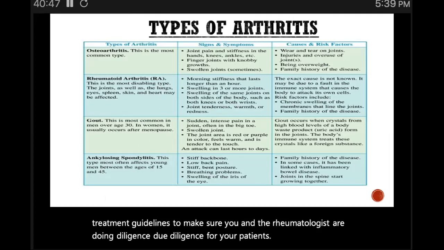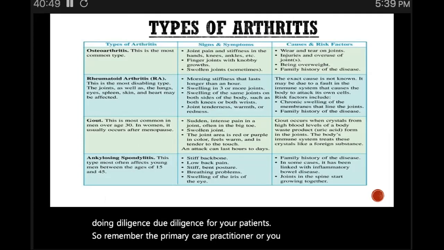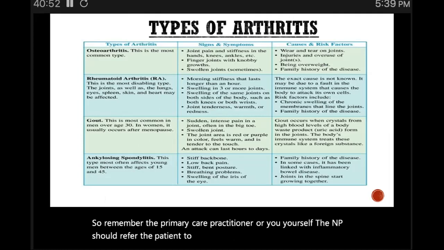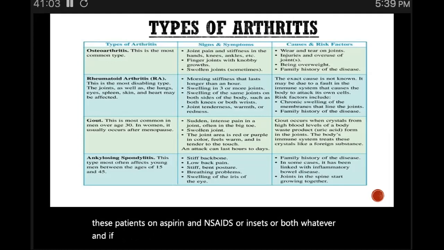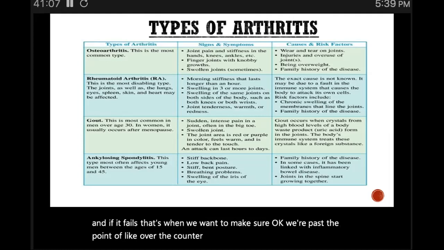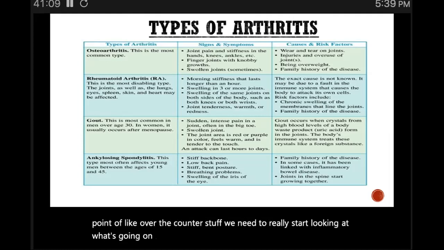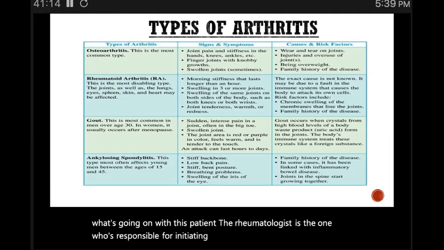So remember, the primary care practitioner, or you yourself, the NP, should refer the patient to a rheumatologist if initial management, including aspirin or NSAID therapy, fails. So we're going to start these patients on aspirin and NSAIDs or both. And if it fails, that's when we want to make sure, okay, we're past the point of over-the-counter stuff. We need to really start looking at what's going on with this patient. The rheumatologist is the one who's responsible for initiating therapies such as methotrexate and other DMARDs, including newer biological agents.